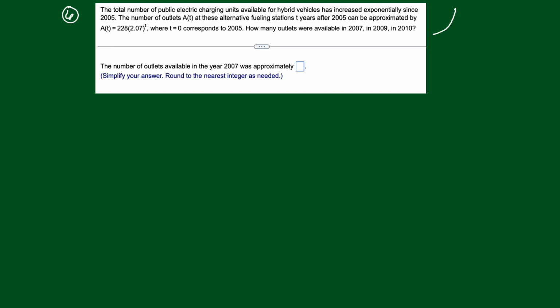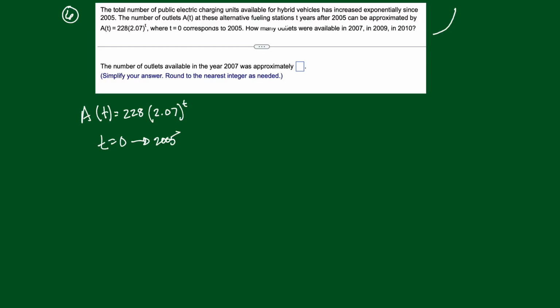The number of outlets at these alternative fueling stations, T years after 2005, can be approximated by this function right here. Now I'm going to write this. It's going to be A of T equals 228 parentheses 2.07 raised to the T. Now, T is the number of years after 2005, and when T equals 0, that's exactly 2005. They're even telling us that, where T equals 0 corresponds to 2005. So we're going to start everything at 0. 2005, that's going to be our 0.